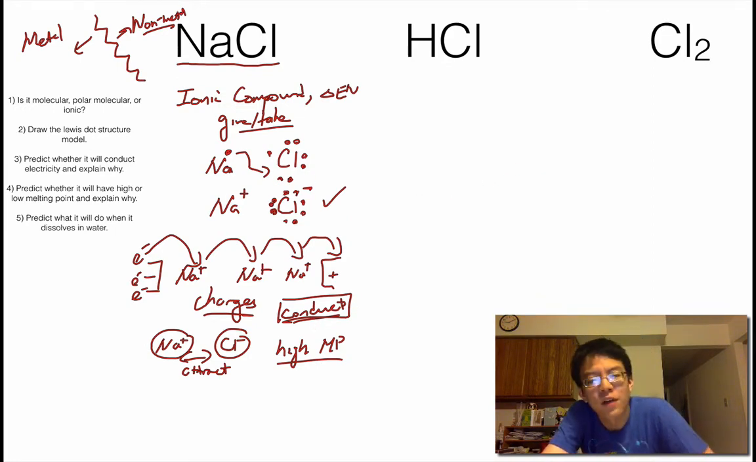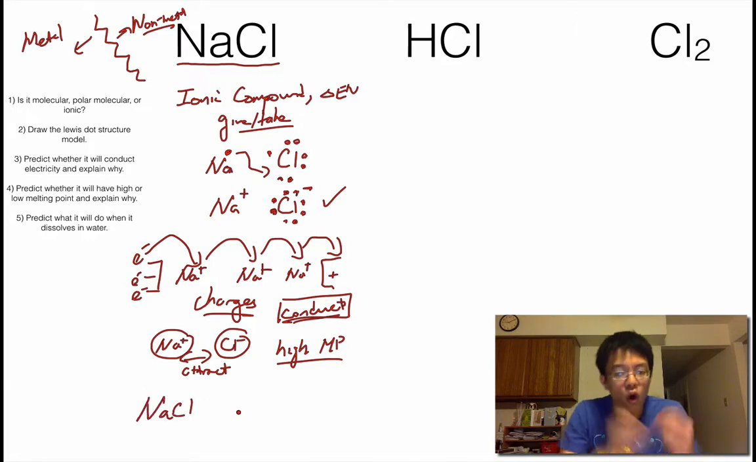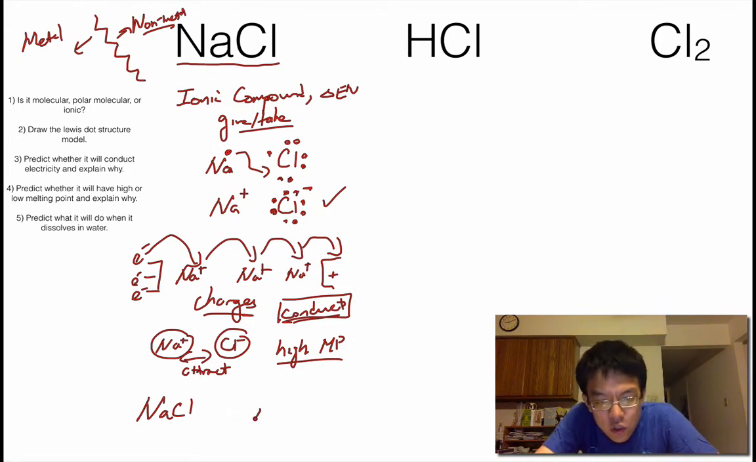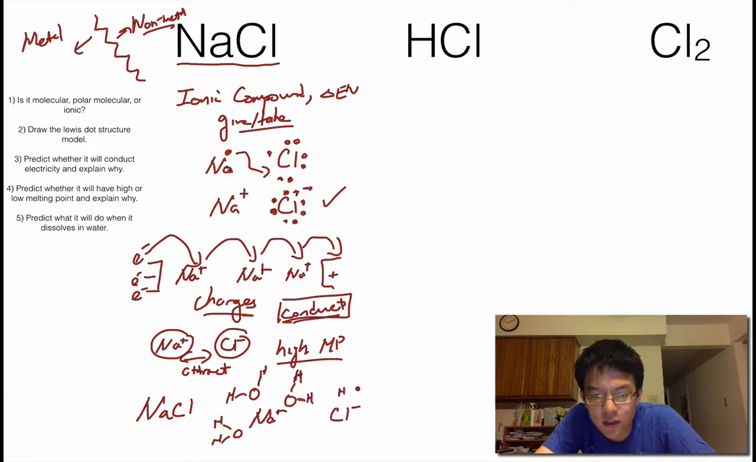All right. And finally, I want to predict what happens when they dissolve in water. Well, ionic compounds, when they dissolve in water, the water molecules surround each of the charges. And so you have this Na plus and the Cl minus, they separate, and the water molecules just surround them, with the oxygen pointing towards the positive end because the oxygen is partially negative. And in the Cl, it's the opposite. The hydrogens, which are partially positive, point to the Cl minus.